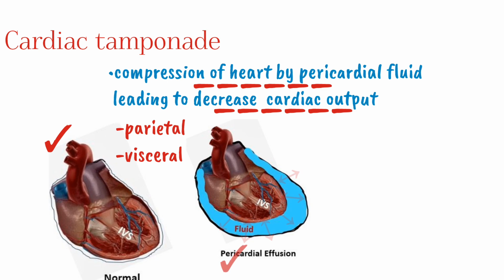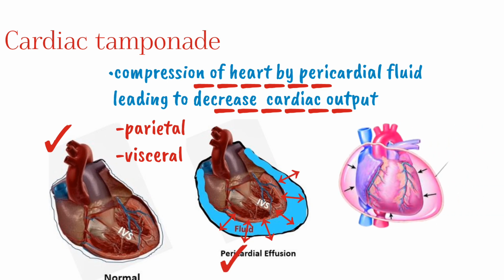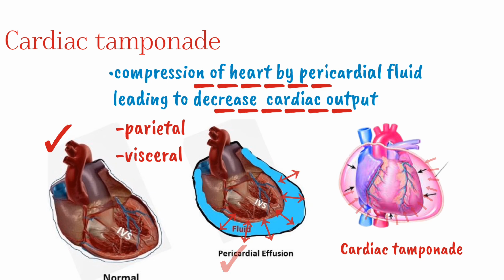When this pericardial effusion increases in amount, it starts compressing the heart. When it starts compressing the heart, it is called a cardiac tamponade. As a result of this compression, the heart cannot expand and contract properly, which leads to decreased cardiac output. As a result of this decreased cardiac output, the patient will present with a variety of clinical features.